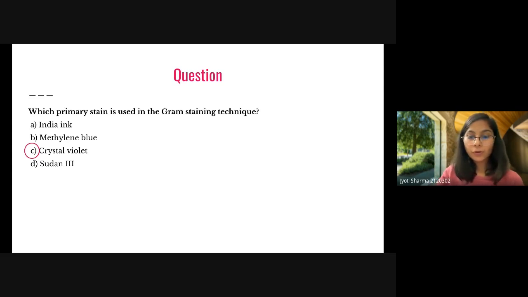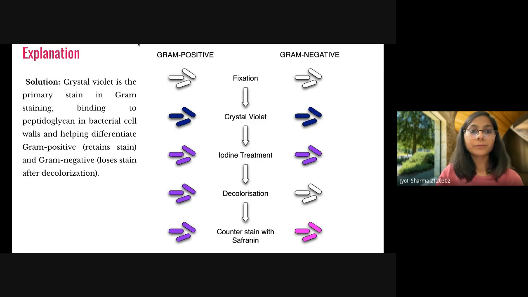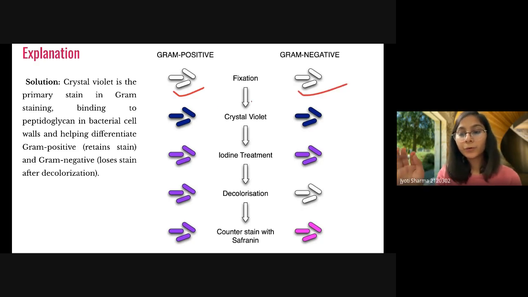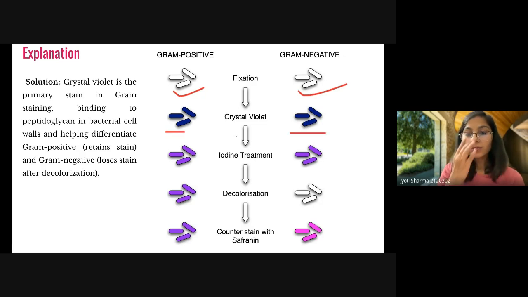So let me show you how we can do this. Let's say we have some gram positive and gram negative bacteria, but we do not know initially what kind of bacteria these are, whether positive or negative. So first we will stain it with crystal violet. This will give the violet color to both the gram positive and the gram negative bacteria.